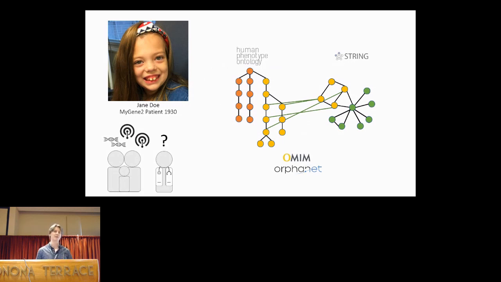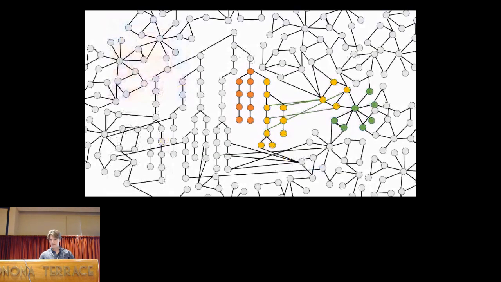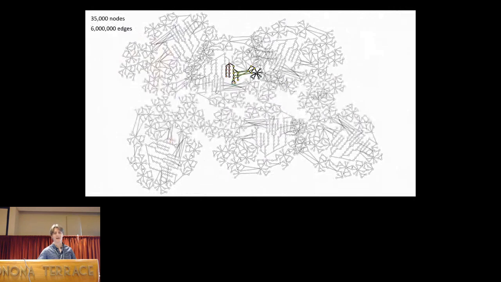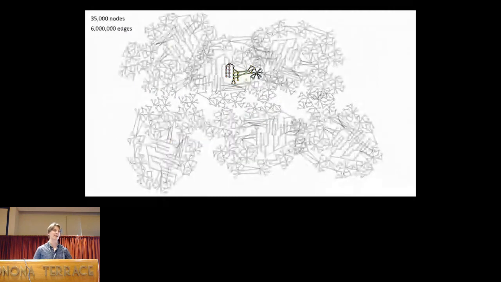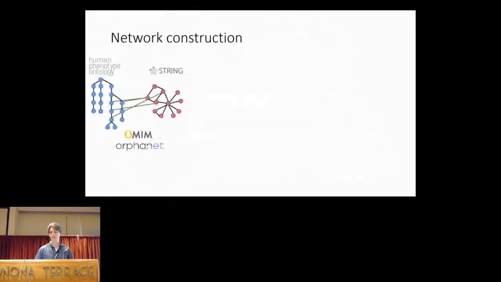So this is exactly what we're doing and what I'll be describing here. We're going to create a heterogeneous network of genes and phenotypes, cluster it, and then identify clusters that we think will be useful in the future for hypothesis generation and further investigation. So this is just to point out the scale of the network we're going to be working with, that in the end, the network has around 35,000 nodes and 6 million edges.